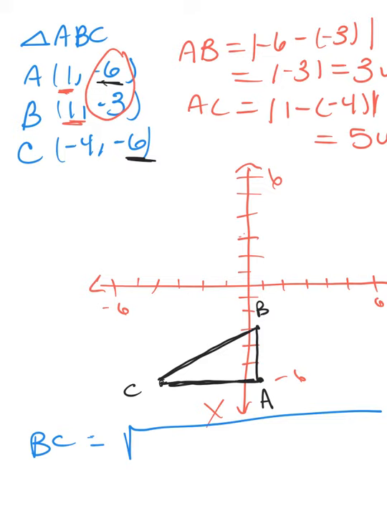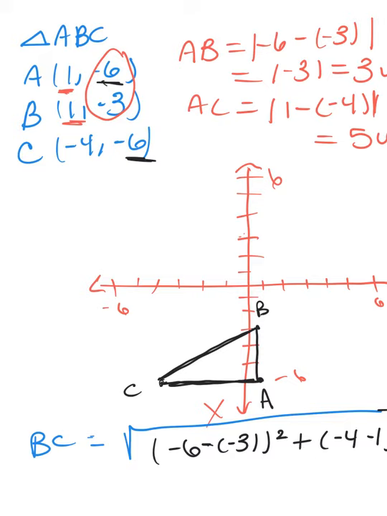So BC, you're going to take the difference of your x's squared and the difference of your y's squared and add them together. I like to start with my y's. It doesn't really matter which one you start with. So I'm going to do negative 6 minus negative 3 quantity squared plus negative 4 minus 1 quantity squared. Okay. So is everyone with me so far? Yes? Everyone's good?